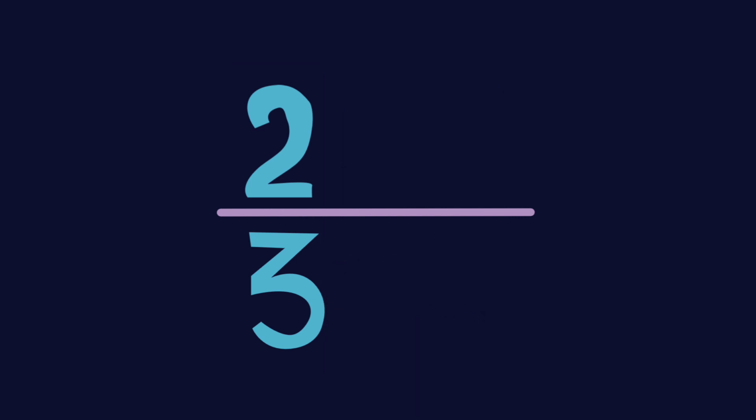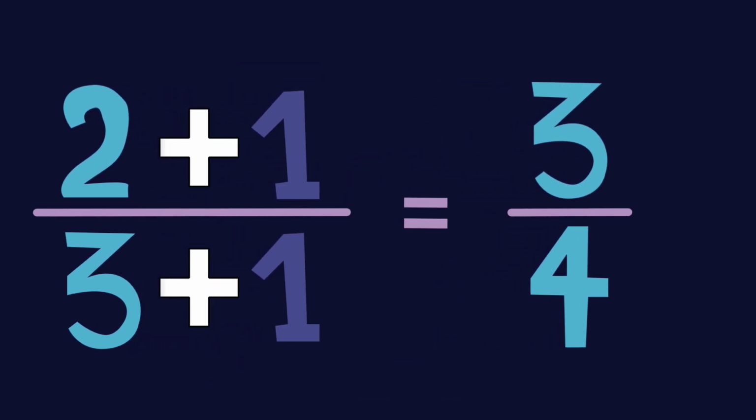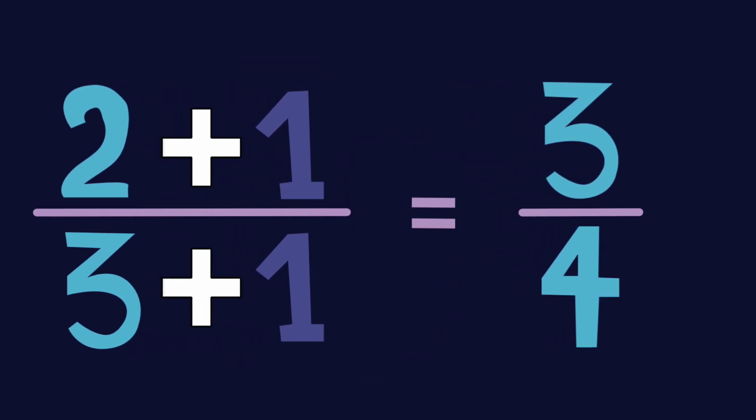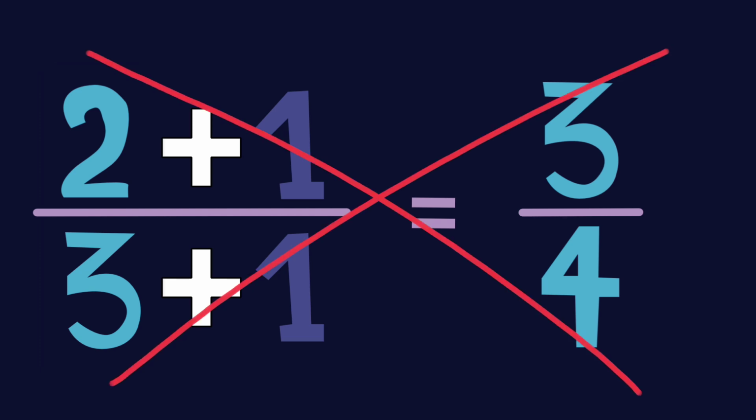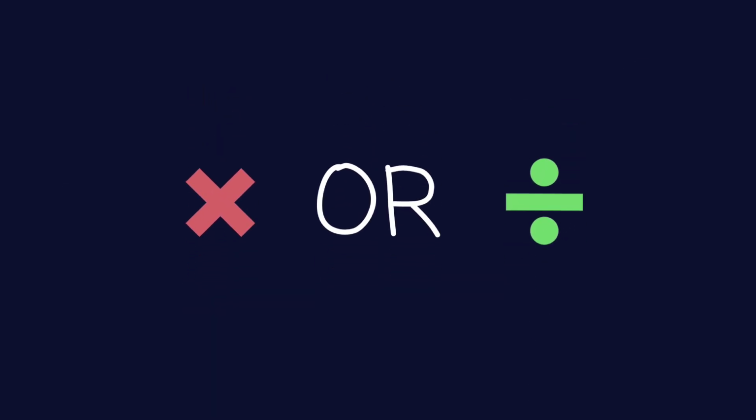I'm willing to bet that a significant handful of you out there tried something like this, and were then immediately told, oh, no, you can't do that. You can only do multiplication and division. But is that true? Is there really anything stopping you from, say, adding one to both the top and bottom?